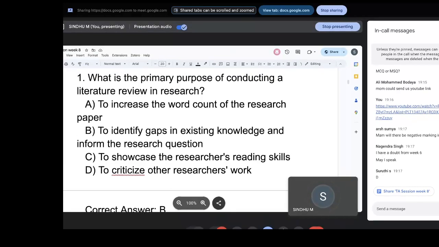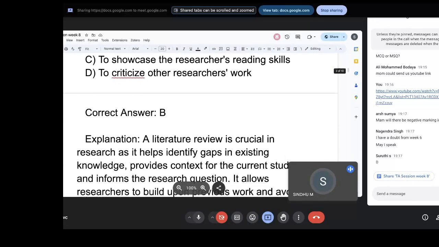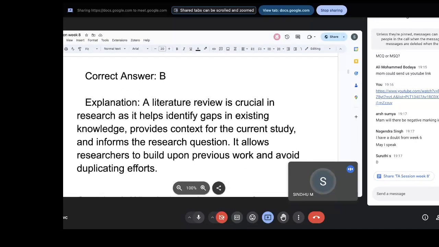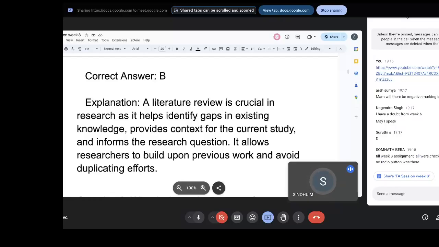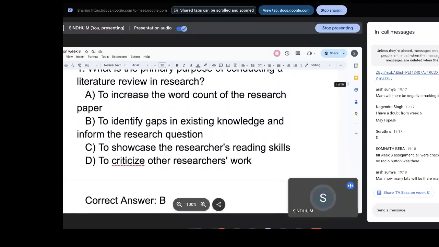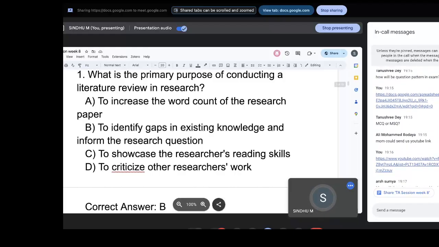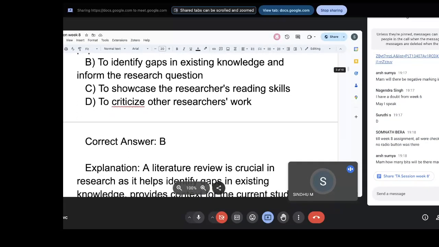So the first question is about literature review and research. The main purpose of a literature review is to go through the existing work and get to know about the field more, to find out the missing links or the unanswered questions in the field of study. So that is the purpose of literature review, and the correct answer is option B, to identify gaps in existing knowledge and inform the research question. I think some of you have missed the first 2-3 questions, so now I'll go to the second question.